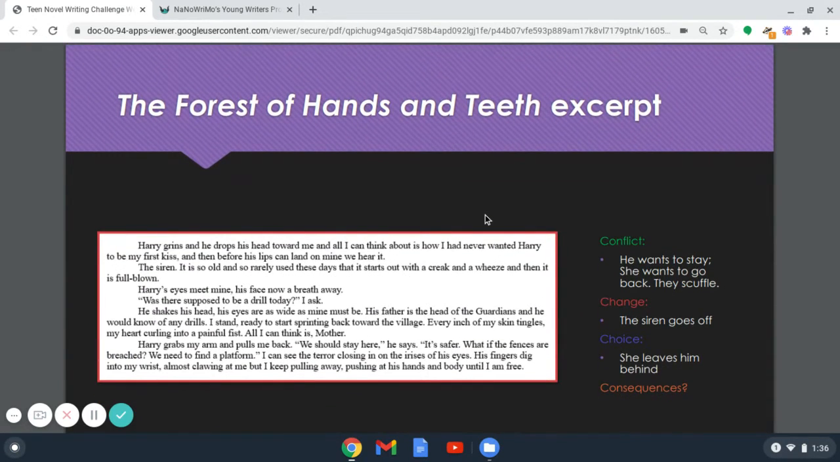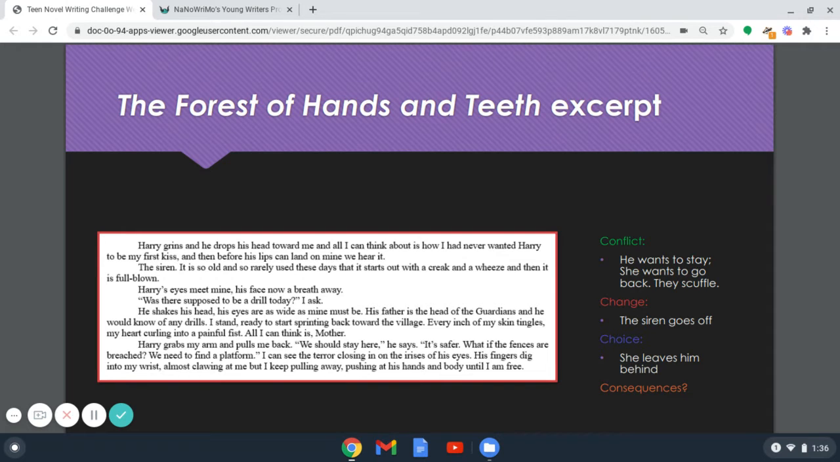I've got an excerpt here from a book that I really love, The Forest of Hands and Teeth. It's about zombies, and I really love zombies, so I like to talk about books that deal with them, which you may have noticed last week when I mentioned Dread Nation. I'm going to go ahead and read the scene for you. And on the side, I've kind of pointed out the elements from the 4C formula that you want to think about here.